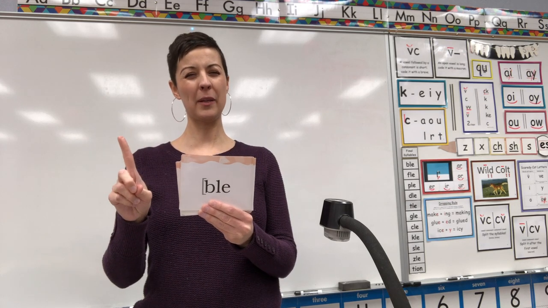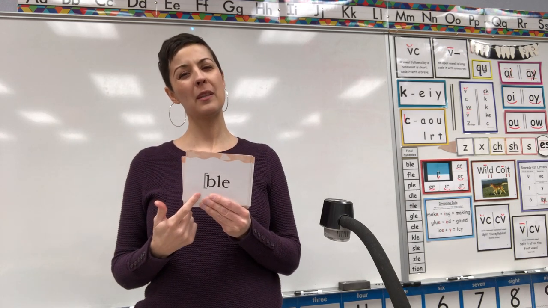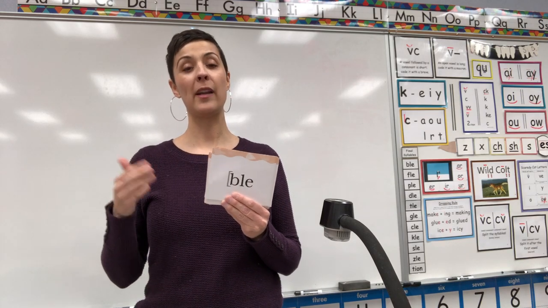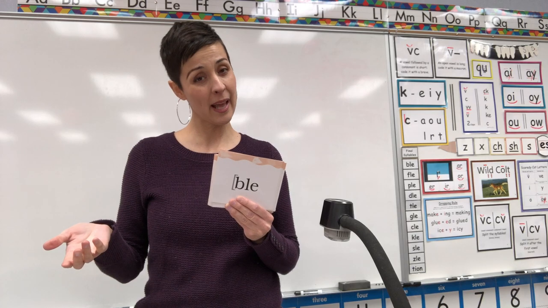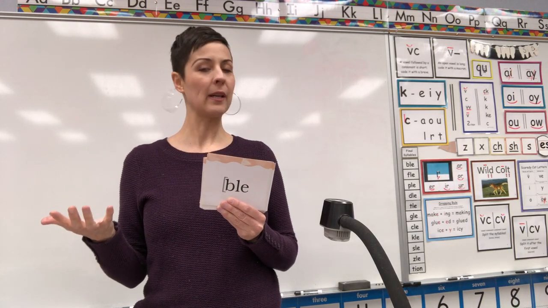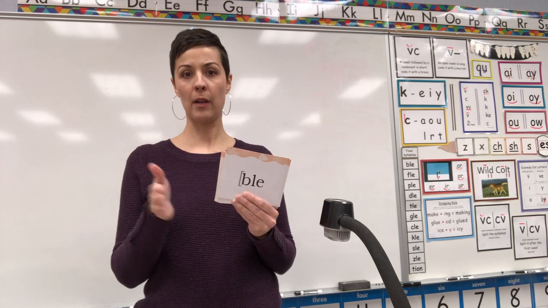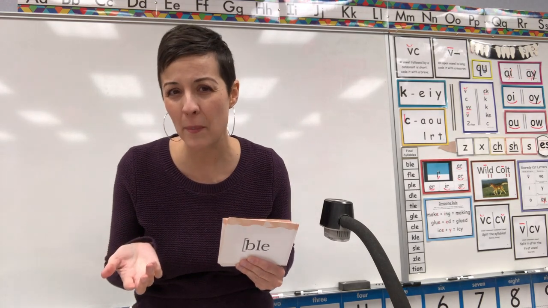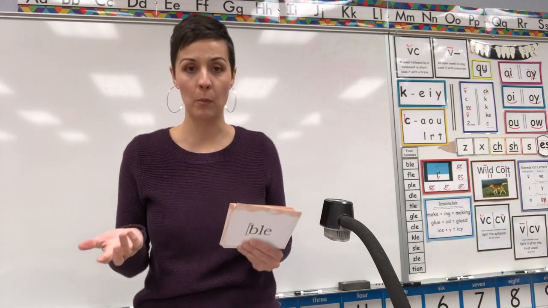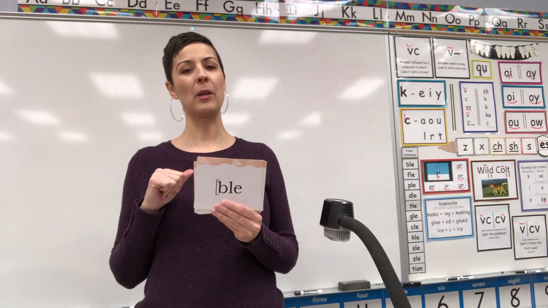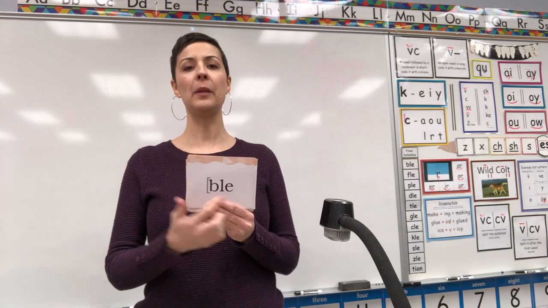And I should pause here because sometimes kids ask me, Miss Smith, why do you just say final syllable BLE? Aren't you supposed to say final stable syllable BLE? Well, the reason we call it a stable syllable is because it doesn't move from the end of the word. It always comes at the end of the word. But I already know that because it's called a final syllable, and final means at the end. So I like to just make it a little bit shorter and say final syllable BLE.